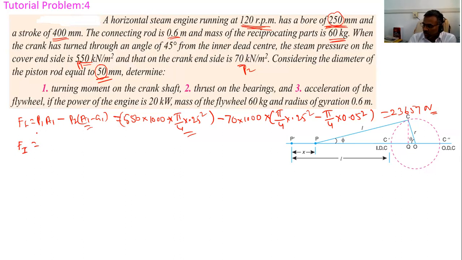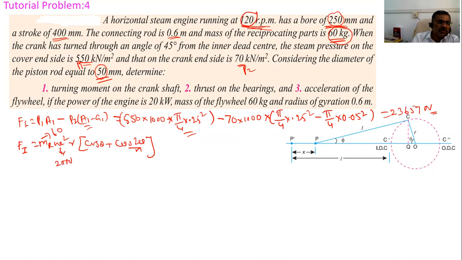Then you find the value of Fi. Fi is equal to mr omega square r into cos theta plus cos 2 theta by n. What is the value of mr? Mr is equal to 60 kg. So put 60 omega square. Here speed is equal to 120 rpm. You substitute omega equal to 2 pi N, where N is equal to 120 by 60, the whole square.